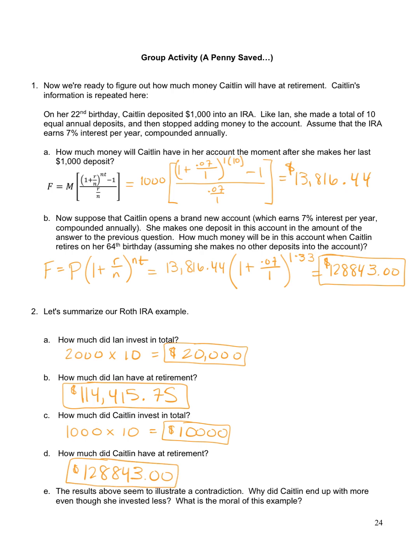So the results above seem to illustrate a contradiction. Ian invested more money, but ended up with less. Caitlin invested only half of what Ian invested, but ended up having more money at retirement. So why do I end up with more money even though I invested less? Because I started earlier. Compound interest is powerful when given time to grow. So invest early.